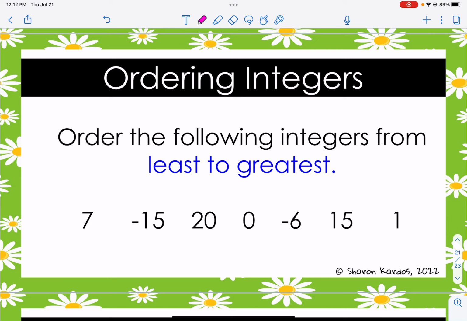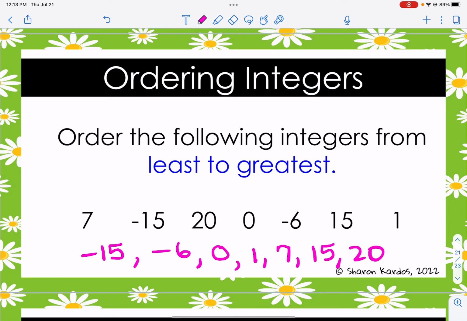All right, hopefully you finished that. So I'm going to go ahead and go over the answer here. So the number that would be farthest to the left on my number line for this problem would be -15. And then -6 on the number line. I don't see any other negative numbers, so 0. And then 1, 7, 15, and 20. So now they're in order from least to greatest.